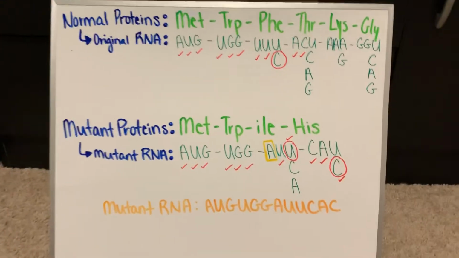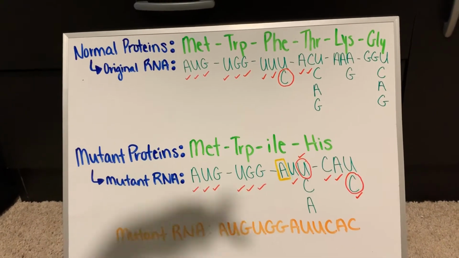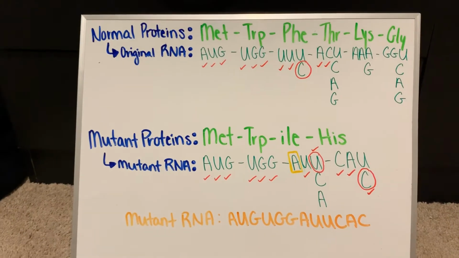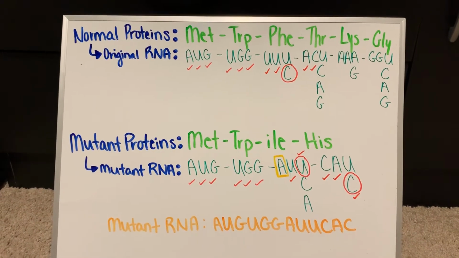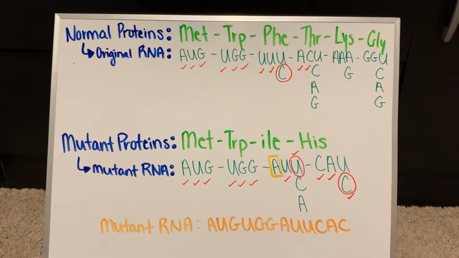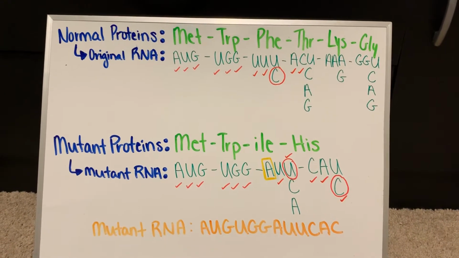Okay, so the prompt gave us a normal protein sequence with its amino acids and a mutant protein sequence with its amino acids, and it wanted us to figure out how you would translate the mutant proteins into their RNA sequence and whether or not it was an insertion or deletion that caused this mutation.